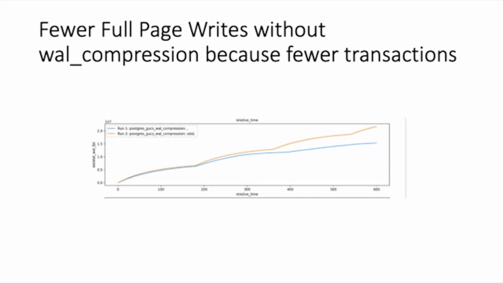So of course, this is from pg_stat_wal. It's the number of full page images. So you can see that with compression, we're actually doing more FPIs, but that's because we're doing more transactions. So that makes sense, right?